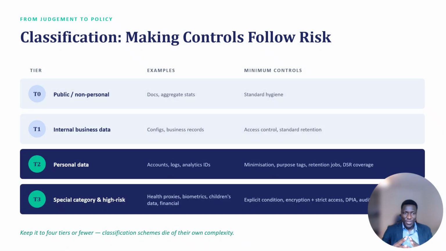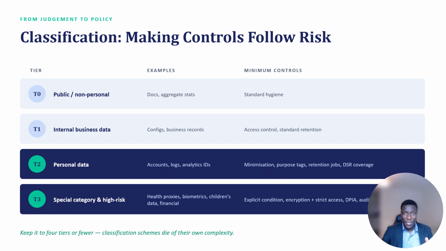Now, let's continue our conversation on classification. Identifiability judgments only pay off when they drive controls. That's actually what classification is. So classify the data in order to be able to apply equivalent controls to that data.